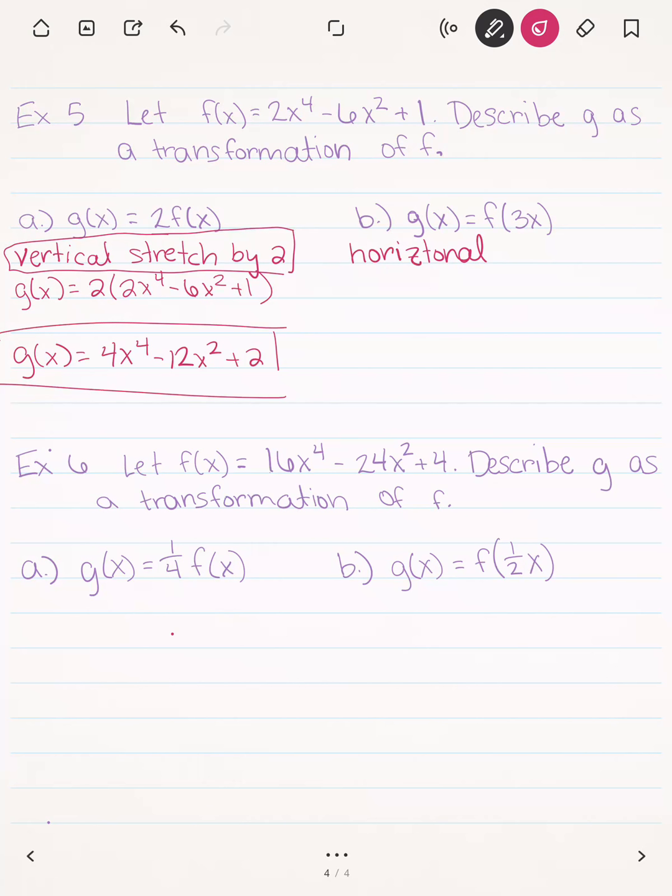Okay, and this is actually going to be a horizontal compression by, it looks like it's 3, but it's really going to be a 1/3 because we make that and turn it into a fraction. Okay, so this is where it does get tricky. So now, everywhere I see an x, I'm plugging in 3x.